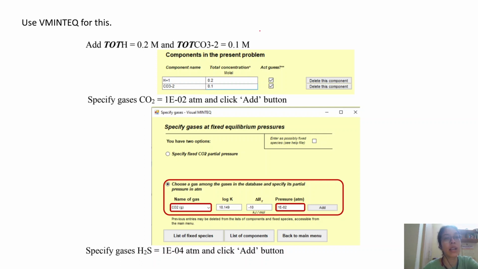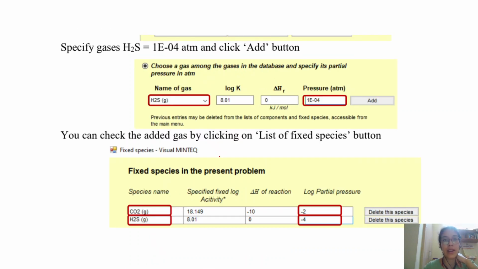This part will be the same. Total hydrogen and total carbonate we put the same. Then we have to specify the gases, doing each gas separately. First CO2, 1 into 10 to power minus 2 atm, and then we add. For H2S also, 10 raised to power minus 4, then we click add. This is how we are adding it. Then we can check the added gases. See, this has been converted into fixed log activity.